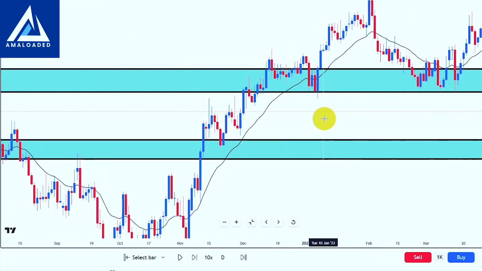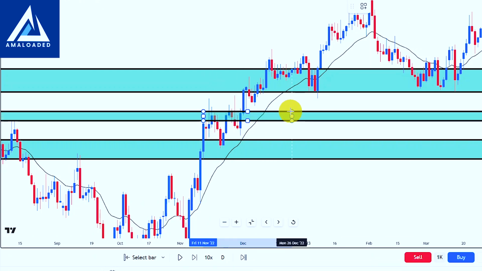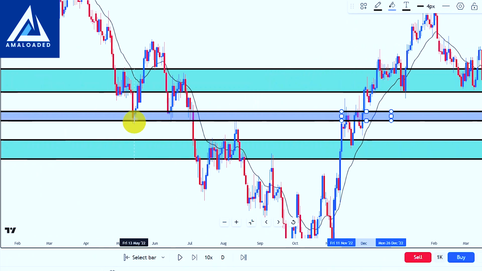If you check the historical data of Euro USD from 2022, you will realize that we have a valid frequency key zone around this place here. Let me change the color. We are using green for the weekly key zone and we are using blue for the daily key zone. Price reacted around this zone here, reacted here, reacted here, reacted here.